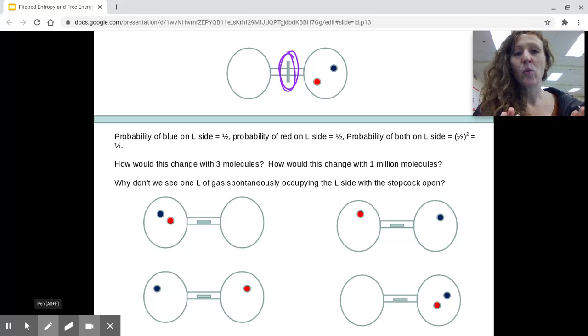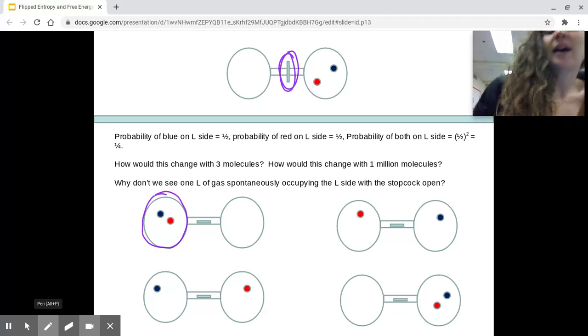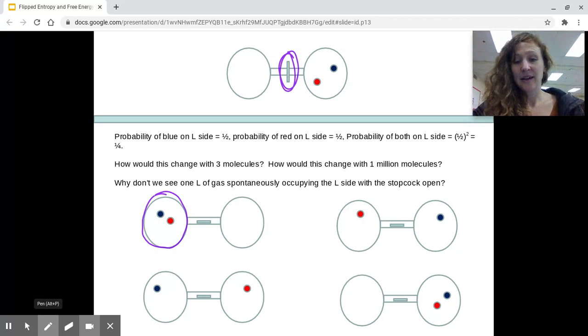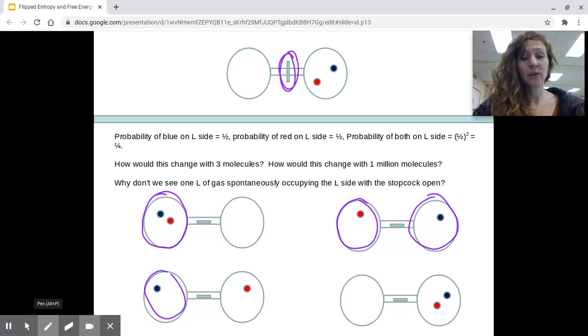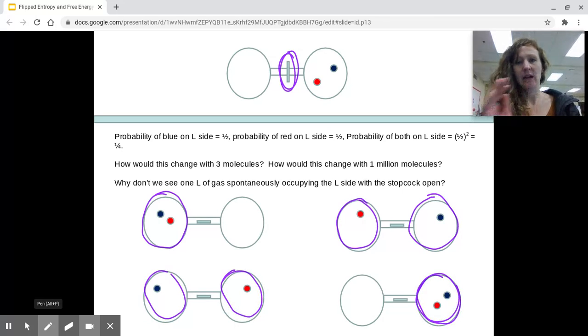So when we open this valve and the gas molecules are free to move wherever they go, we can have one of 4 scenarios happen, right? We can have both of the molecules on the left side. We can have the red on the left and the blue on the right. We can have the blue on the left and the red on the right, or we can have both molecules on the right side. These are the only 4 scenarios that could possibly happen when we open that valve.